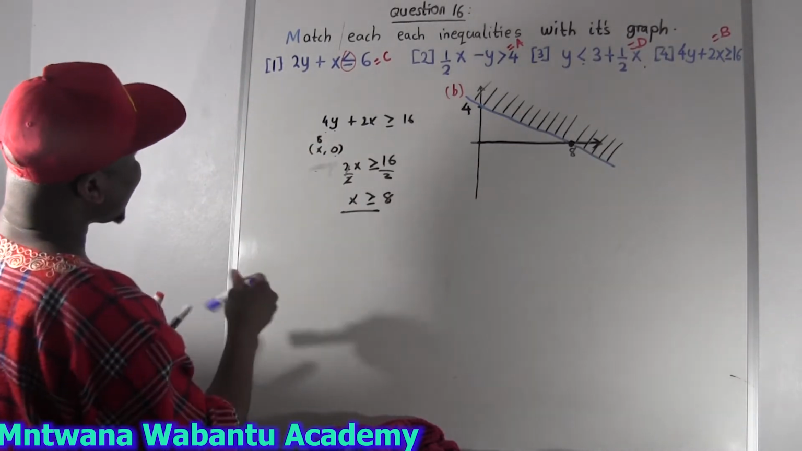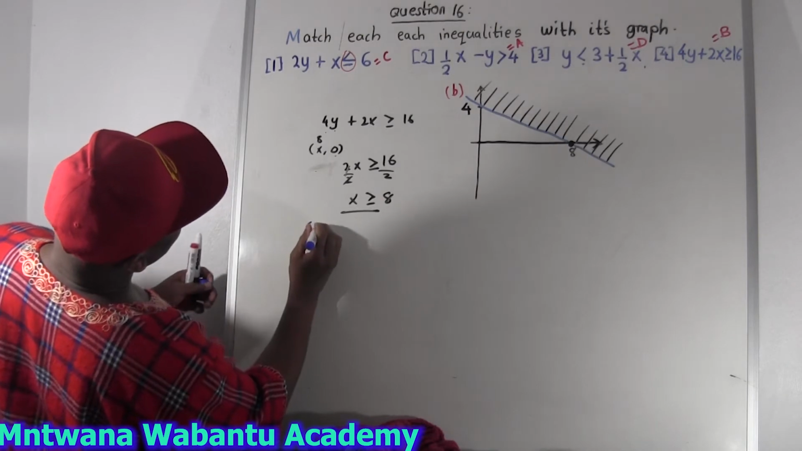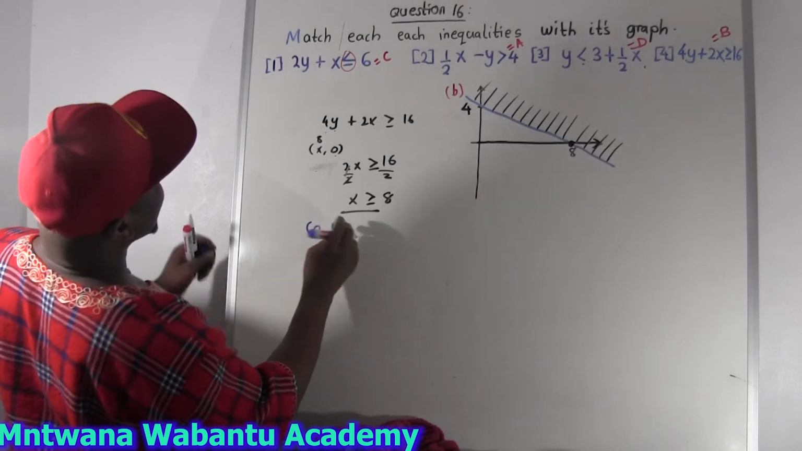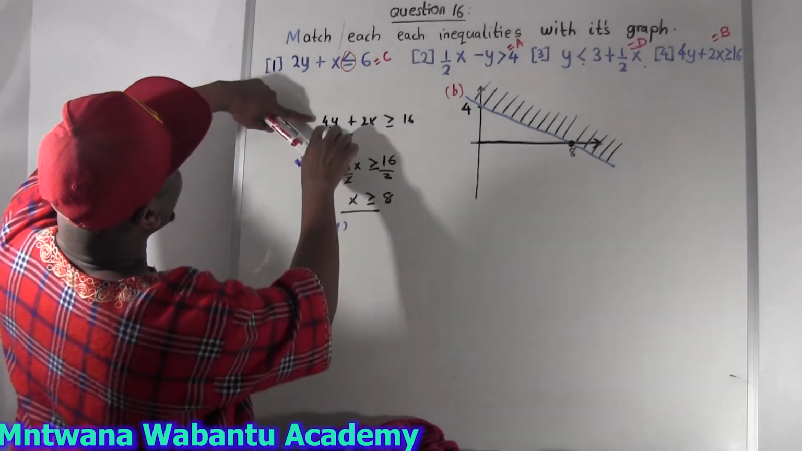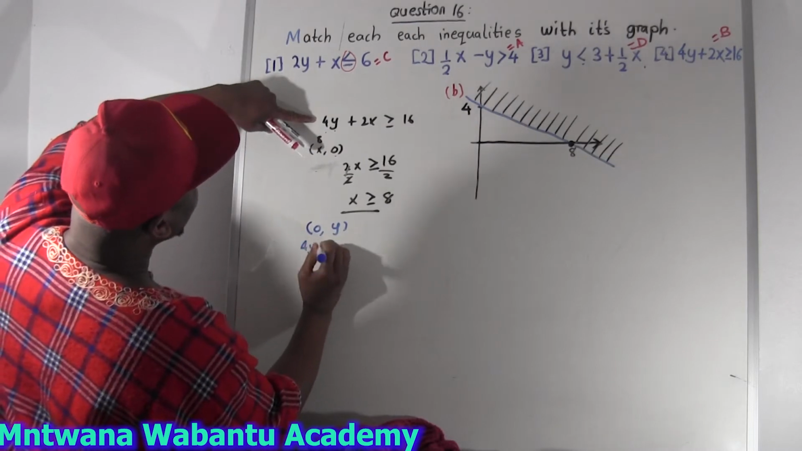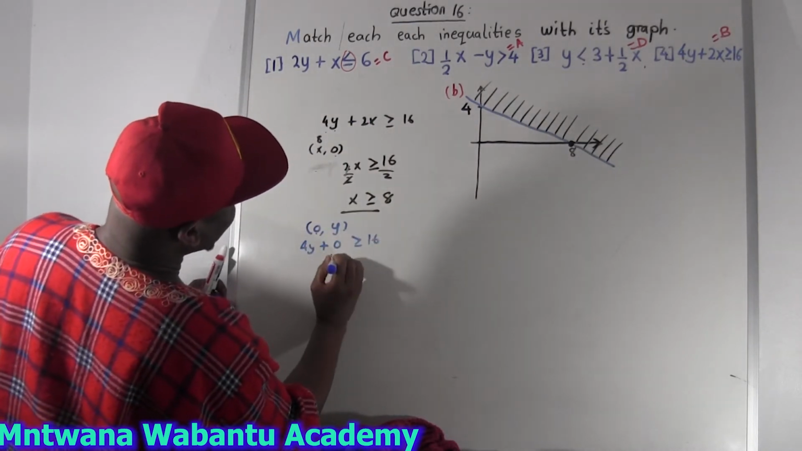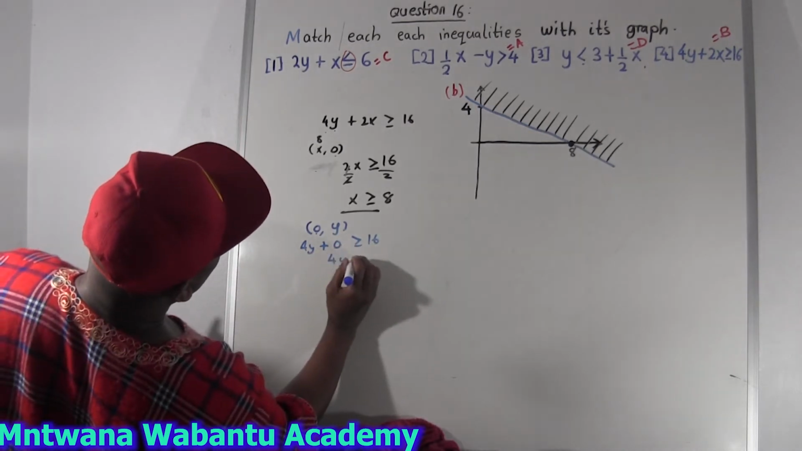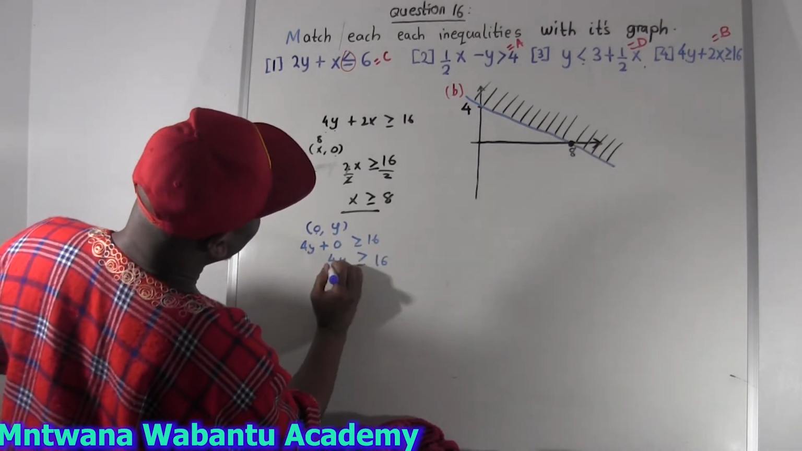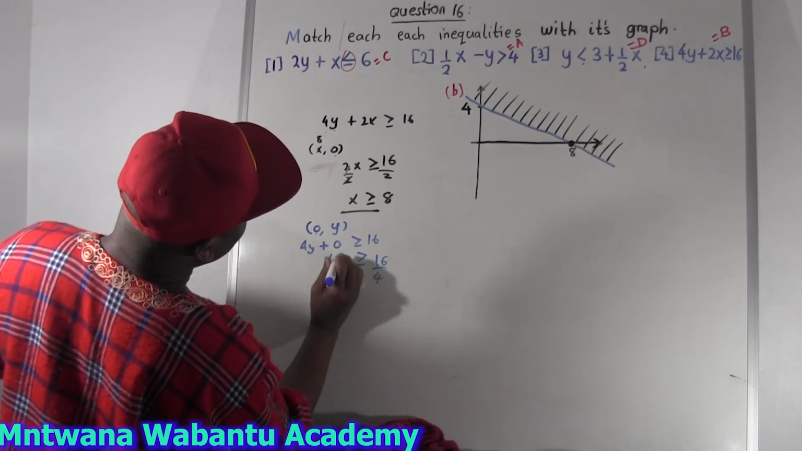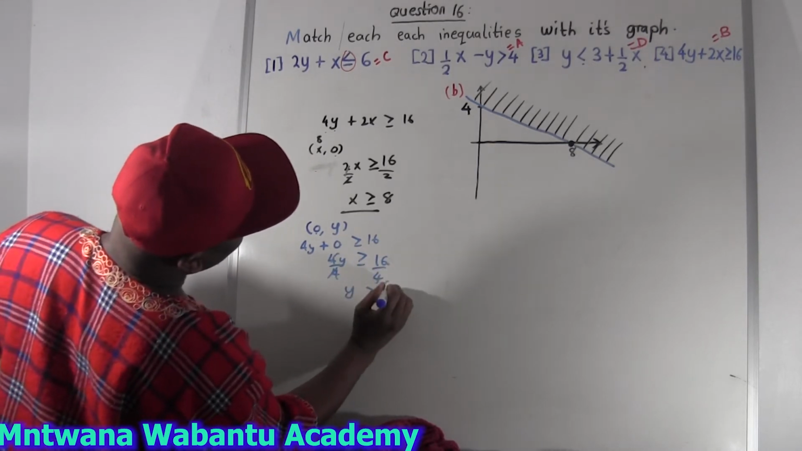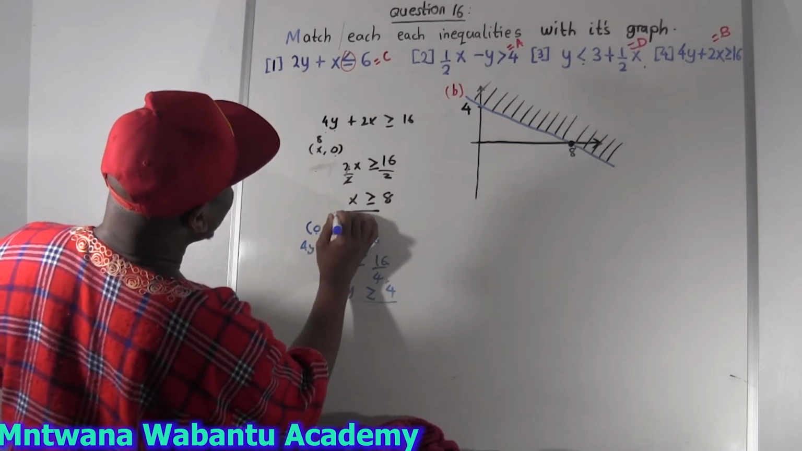Now we do the y intercept. When finding the y intercept, x equals 0. So this is going to be 4 times y, just 4y, plus 2 times 0, which is just 0, greater than or equal to 16. So 4y is greater than or equal to 16. Divided by 4, y is greater than or equal to 16 divided by 4, which equals 4. So this is going to be 4.